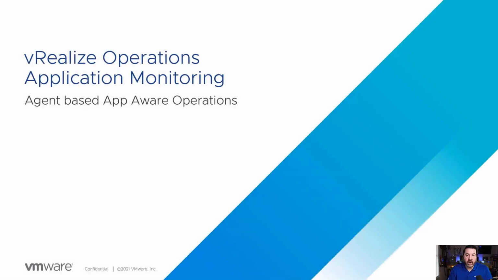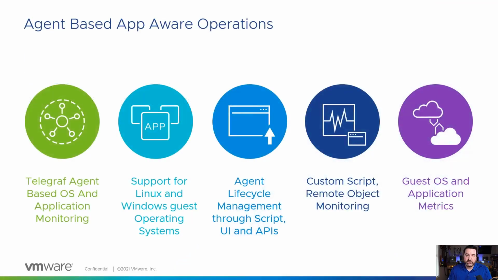Now let's move on and talk about the agent-based ways we can monitor applications. We're going to start off with the vRealize Operations Telegraf Agent. This agent is completely managed from within the vRealize Operations UI, and of course there are APIs available to do a lot of this as well. We can install the agent, upgrade the agent, and even uninstall the agent. We can also configure the agent from within the UI, for things like custom script monitoring, or just configuring the agent to talk to our applications.